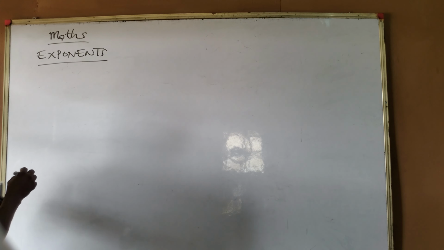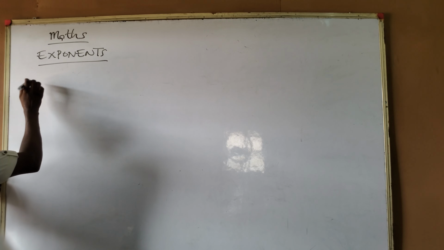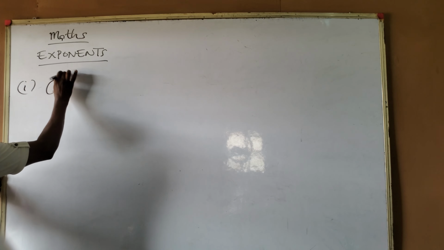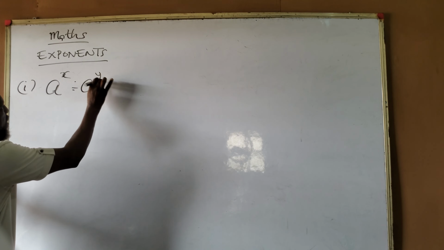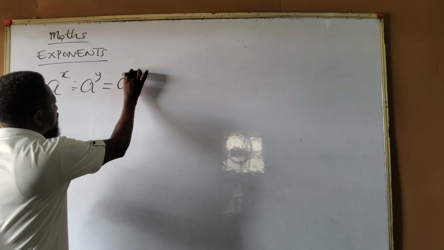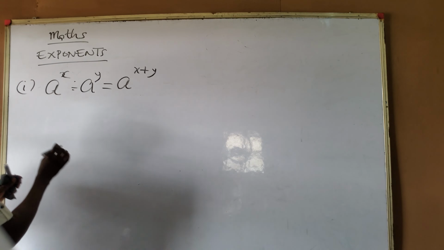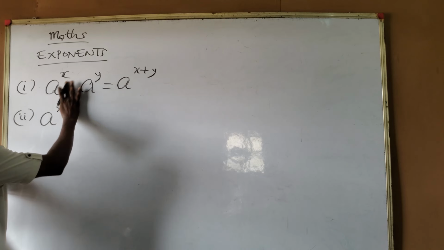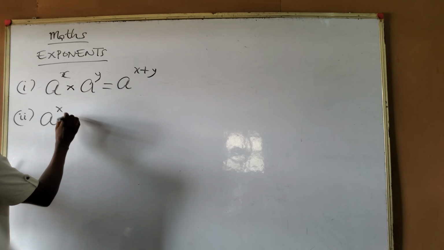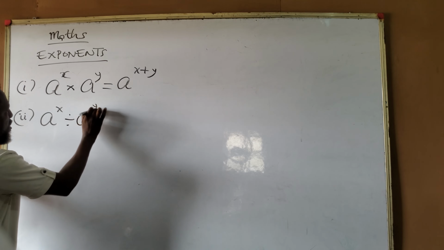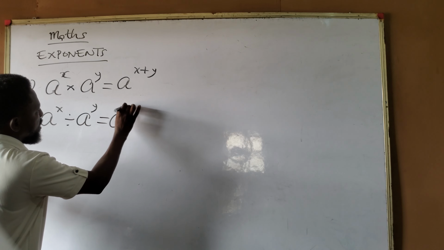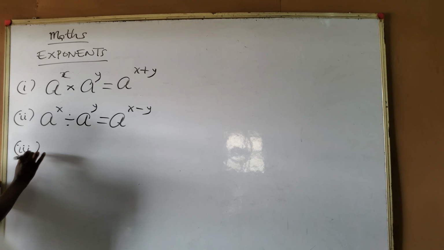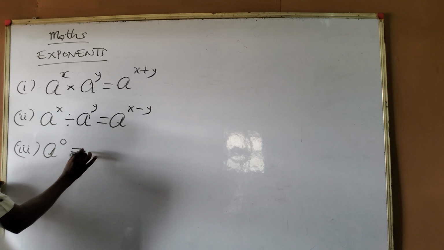And just a quick recap, in our last class, we talked about 3 basic rules. The first rule was a to the power x times a to the power y. That would be a to the power x plus y. And the second rule of exponents, a to the power x divided by a to the power y, that will be a to the power x minus y. And the third rule of exponents says a to the power 0 equals 1.